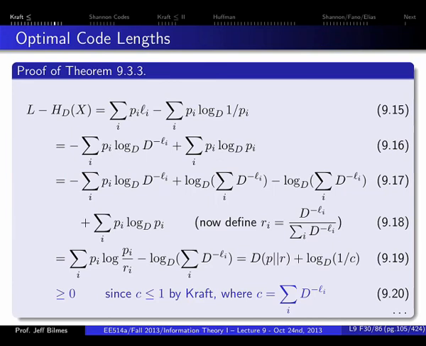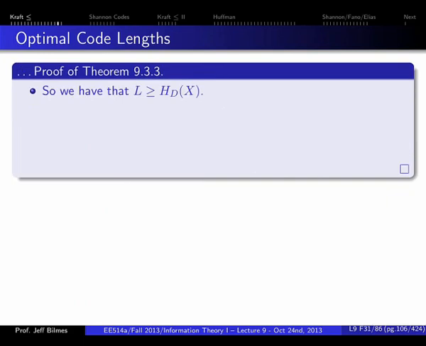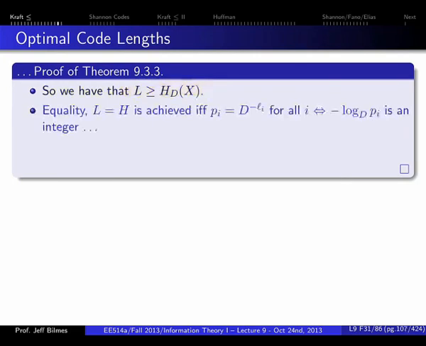And we know that the Kullback-Leibler divergence is greater than or equal to 0. So the whole quantity is going to be greater than or equal to 0. Okay, so we've got our result that the expected length is no less than the entropy.